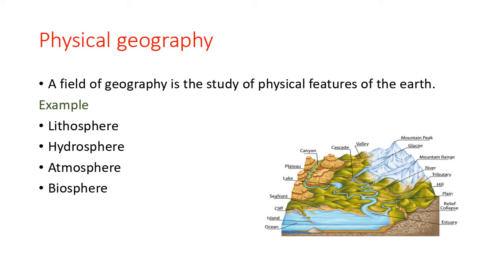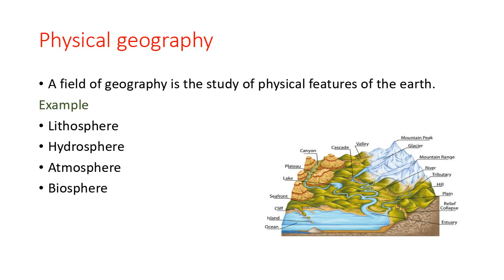Physical geography. It is the field of geography that studies the physical features of the earth. Physical features include plateaus, lakes, islands, oceans, mountain peaks, valleys, glaciers, mountain ranges, rivers, hills, plants, etc. Example: lithosphere. Lithosphere is the skin of the earth. What is it? The skin of the earth.